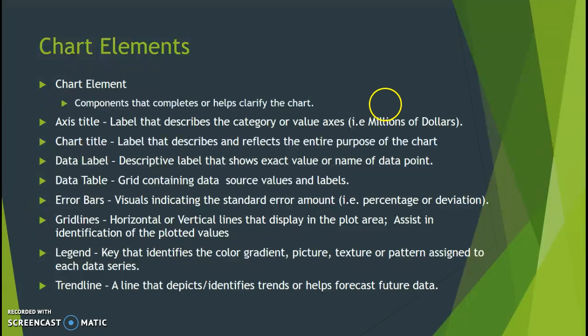So looking at the chart elements, the first one is the axis title, and that's a label that describes the category or the value axis. This is going to be on your X or Y axis. It can be in terms of millions of dollars, or in terms of number of instances of whatever you're measuring with regard to your chart.